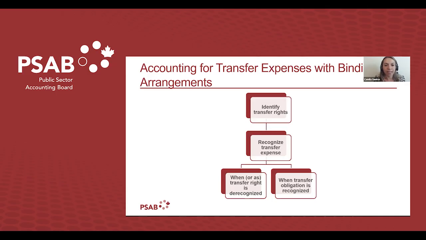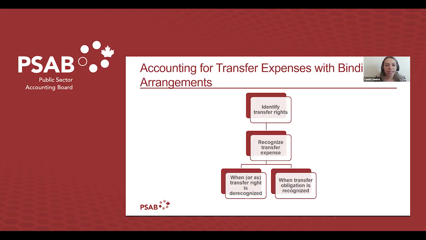Transfer rights provide the basis of the timing of recognition for transfer expenses. IPSAS 48 requires transfer expenses within binding arrangements to be recognized as or when a transfer right is extinguished, and therefore requires the entity to allocate the transfer consideration to transfer rights. Transfer rights are units of account when accounting for transfer expenses, in the same way that a transfer recipient's compliance obligations are units of account when accounting for revenue in accordance with IPSAS 47.